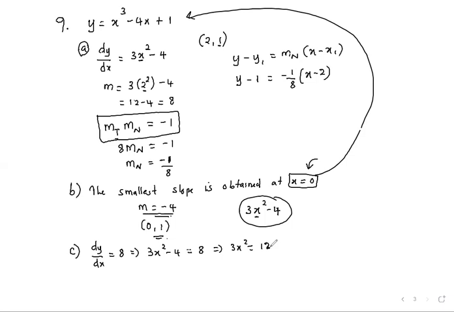So we divide by 3, and we're getting x squared is equal to 4. We take the root. So we have x is equal to plus or minus 2. So we have two gradients there, I mean, we have two values of x.